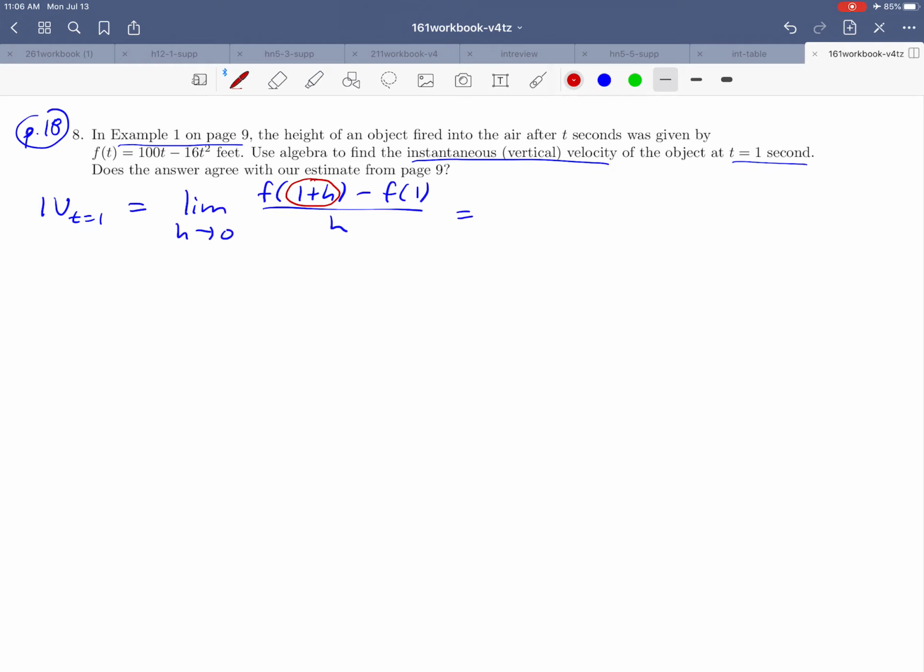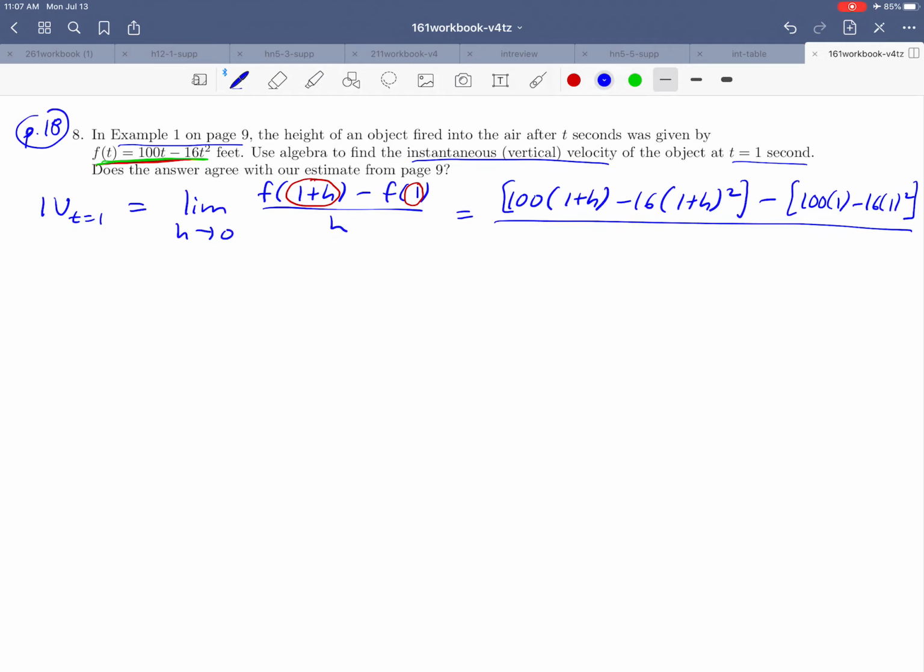So what that means is that we're going to take 1 plus h, we're going to go to our formula for f, and everywhere that you see a t, you're going to put a 1 plus h. So we'll get 100 times (1 plus h) minus 16 times (1 plus h) squared. We just replaced both of those t's with 1 plus h's. Okay? And then we come to f of 1. And so same idea. This time we're going to take 1, and we're going to substitute it into our formula everywhere we see a t. So we're going to get 100 times 1 minus 16 times 1 squared.